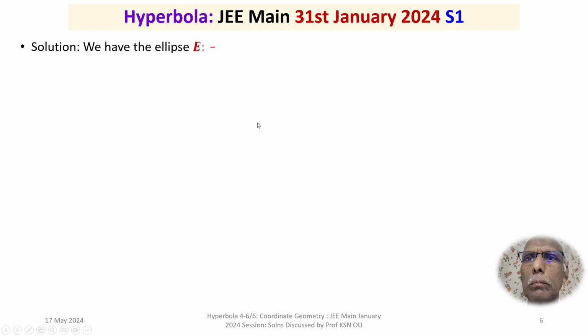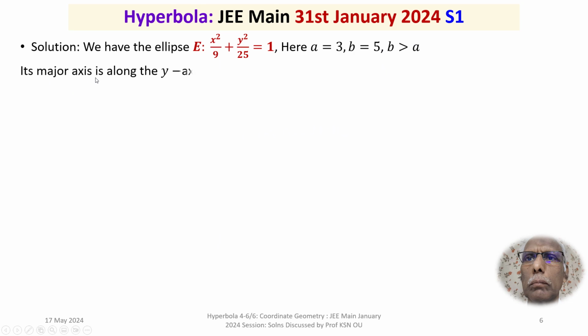Let's now discuss the solution of the problem in detail. We have the ellipse E given by x square by 9 plus y square by 25 is equal to 1. Here, if you take this as x square by a square plus y square by b square is equal to 1, then a is equal to 3, b is equal to 5, and b greater than a. This is what you have to note down. This is very important.